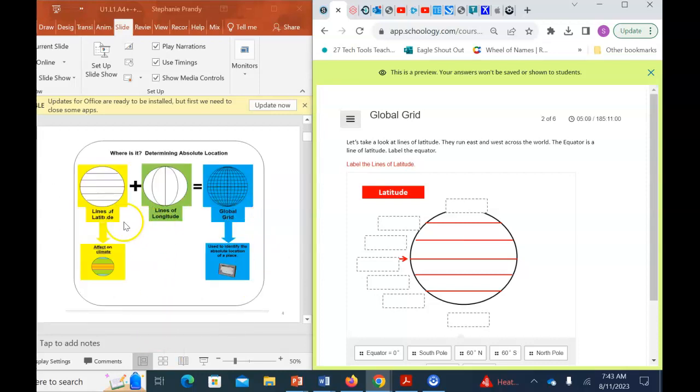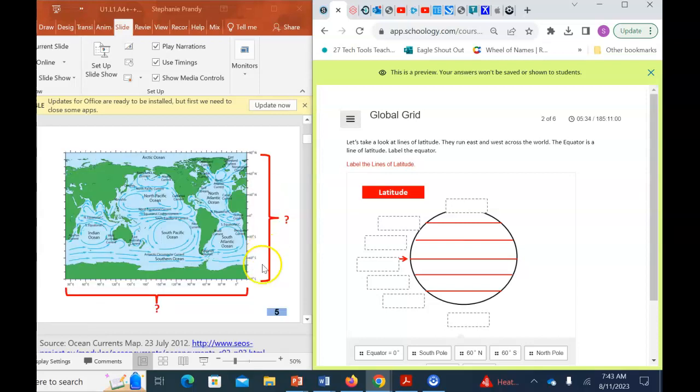All right, so today we're going to be looking at lines of latitude plus lines of longitude to make this global grid. These lines of latitude have an effect on the climate, and we use this grid to help us identify locations, or what we call absolute location. So if you ask Siri what your absolute location is, it would give you a series of numbers that actually coordinate to somewhere on that grid. So here we can see that on this side of the map we have lines of latitude, and on this side of the map we have lines of longitude. We'll look at those more closely.